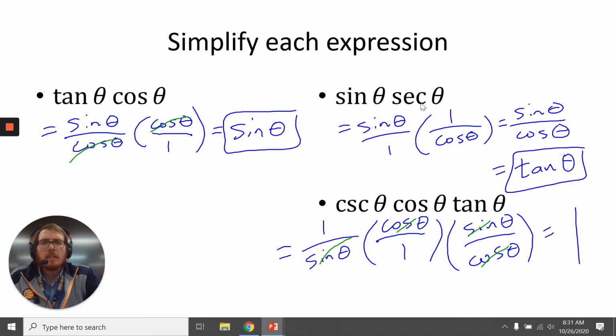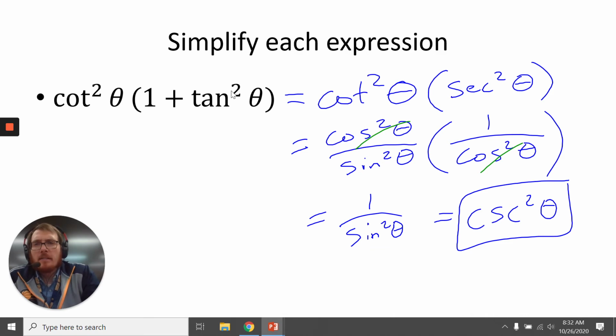Sine theta times secant theta, you say, I don't know what to do. Make secant into 1/cosine, multiply it together. That's sine over cosine, which is tangent of theta. And on this last one, you make everything sines and cosines, and everything will start canceling, and you'll be left with 1. So the first suggestion is the main suggestion, which is if you get stuck, make everything sines and cosines, and maybe it will cancel out.